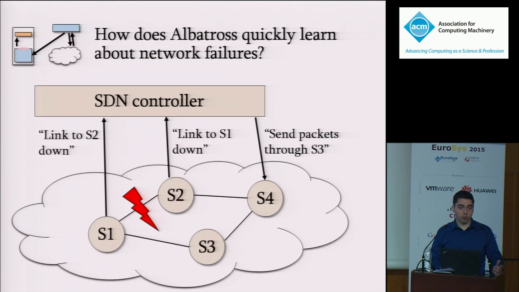Albatross is going to use these reports to determine when there's been a partition in the network. And it's going to decide that the smallest component of the network that's been partitioned is going to be excluded and treated as failed for the system.